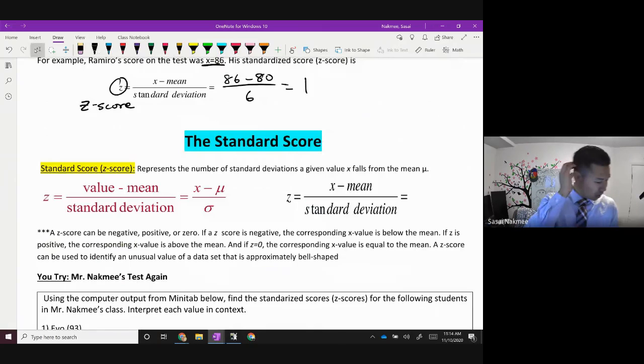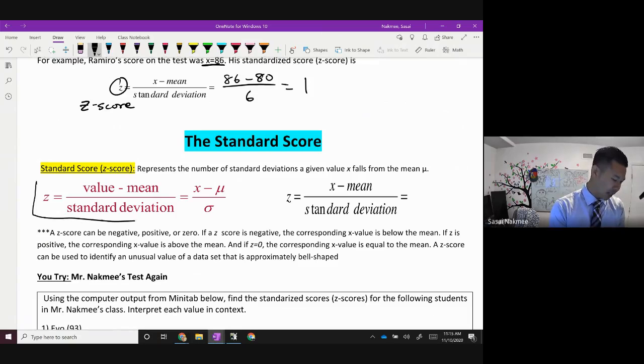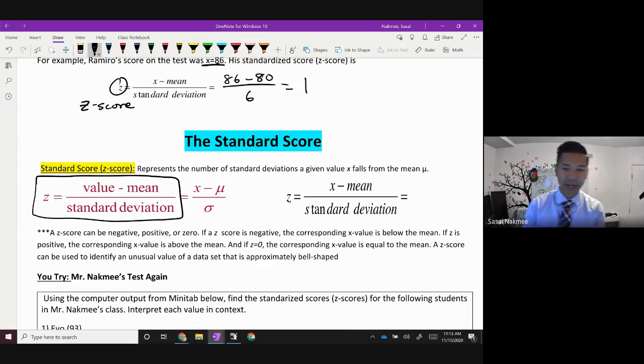The standard score, or the z-score, represents the number of standard deviations a given value x falls from the mean. And that's given by this formula right here. They write it out using the symbols just because it's easier than writing out the whole words, but it's the same idea. Whatever score you're looking at that you care about, that's going to be your x value when you're calculating your z-score. And then the mean is just the average that you calculate from your data, and the standard deviation, same thing, is just what you calculate from looking at your data.